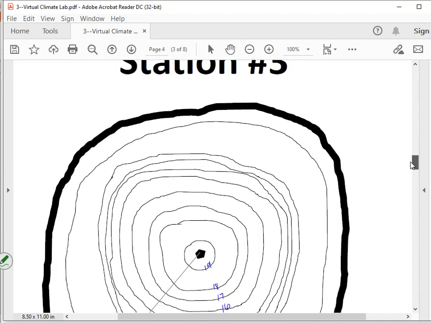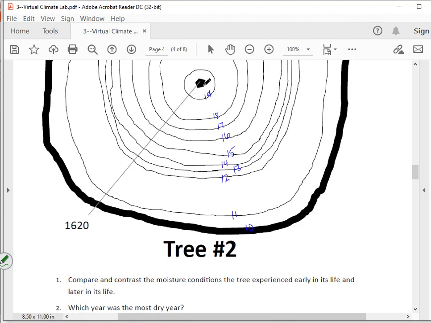All right, station 3 here is another tree ring one. This question says the middle number is 1620. That means each year going out here was the year before: 1619, 1618, 17, all the way to 1610. So 1620 would have been the year that it was cut down, and 1610 would have been the first year. It says, compare and contrast the moisture conditions the tree experienced early in its life and later in its life.